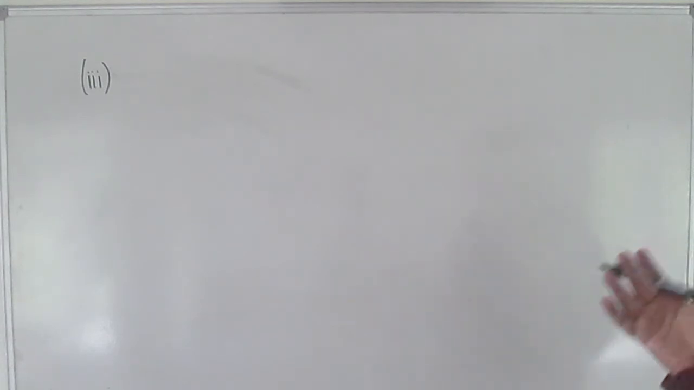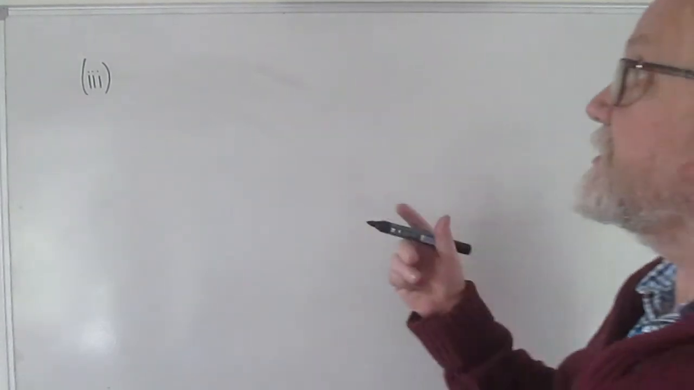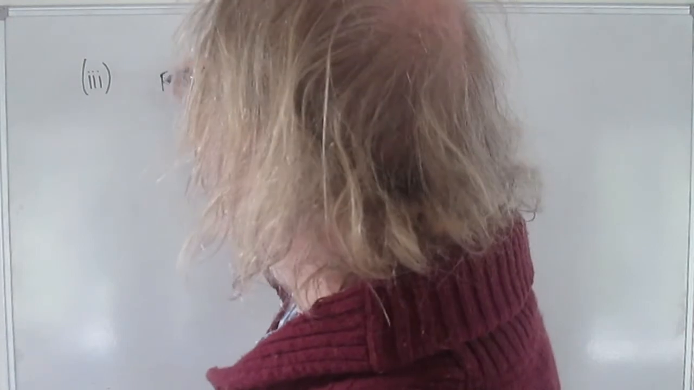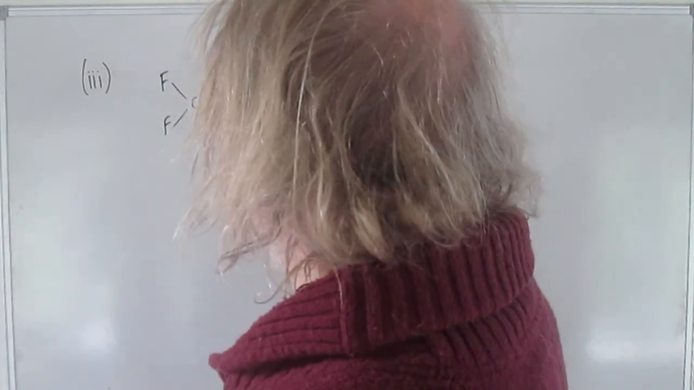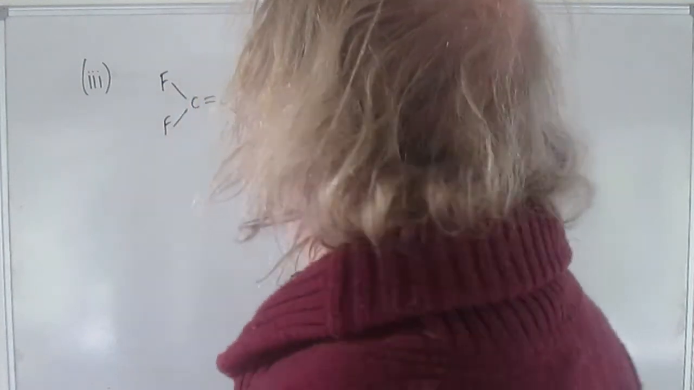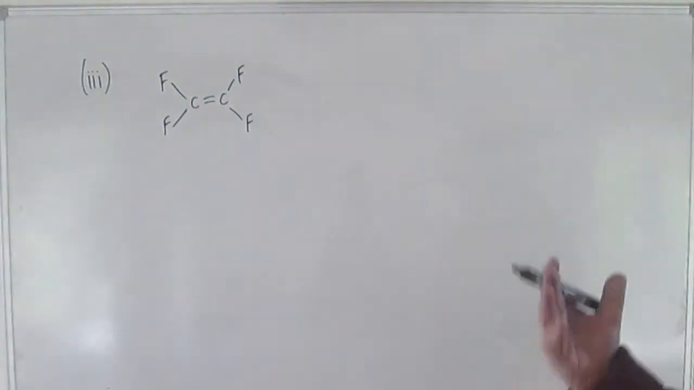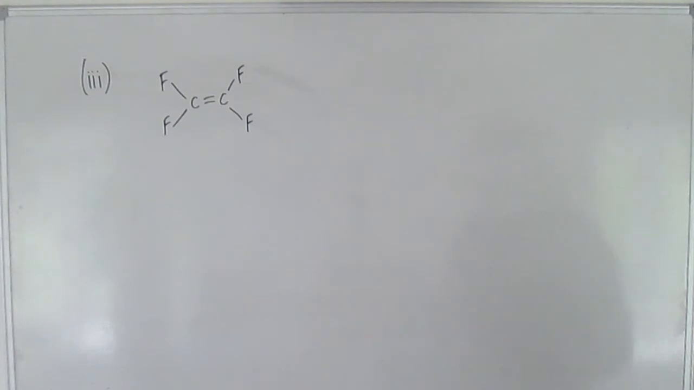So then in part 3, it's saying, well, what about the actual polymerization reaction? So we've made our tetrafluoroethene, which is this. And the reason we've made it is so that we can polymerize it to make polytetrafluoroethene, which is what people commonly call Teflon. So what about that reaction?